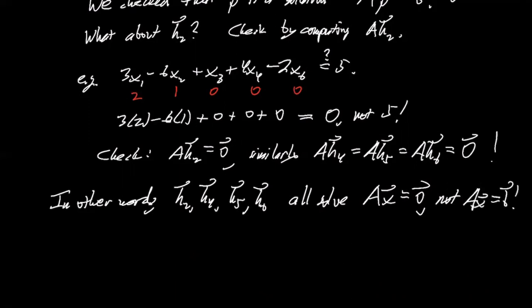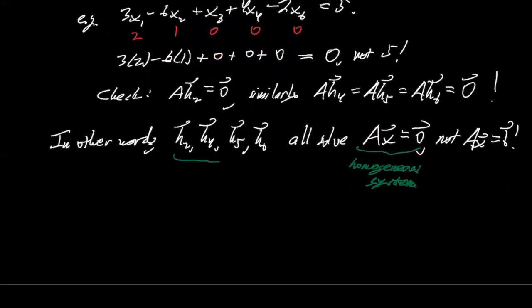There's a name for the system AX equals 0. It's called a homogeneous system, when you have a 0 after the equal sign. And so these are called homogeneous solutions.